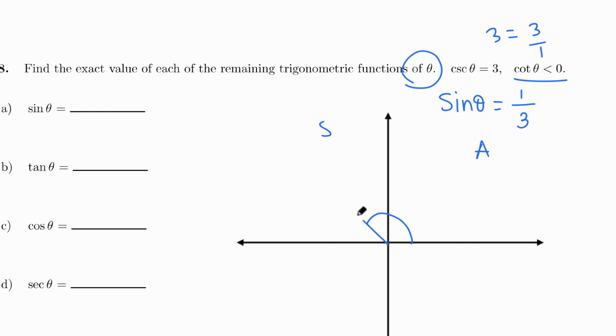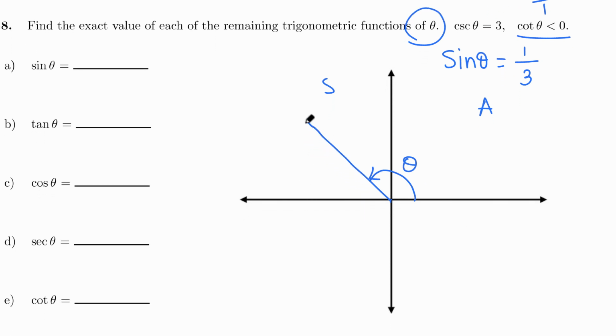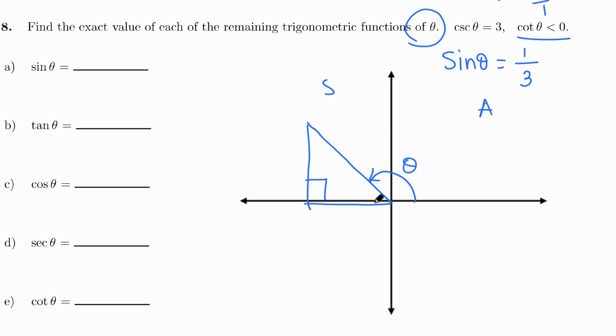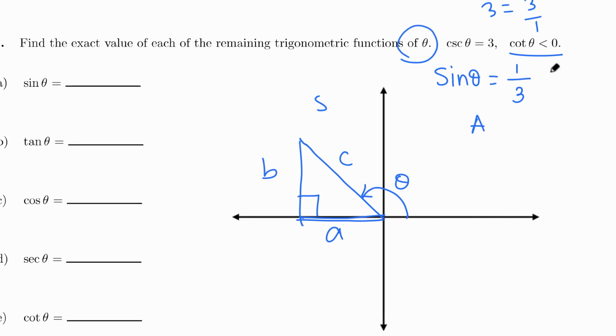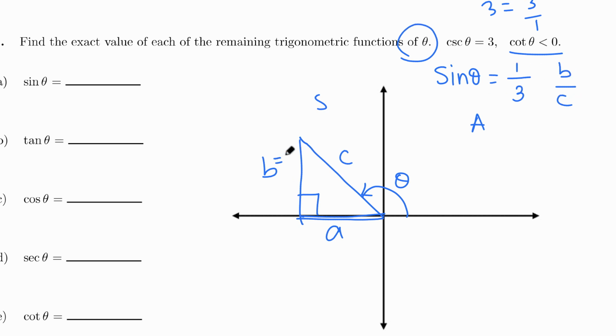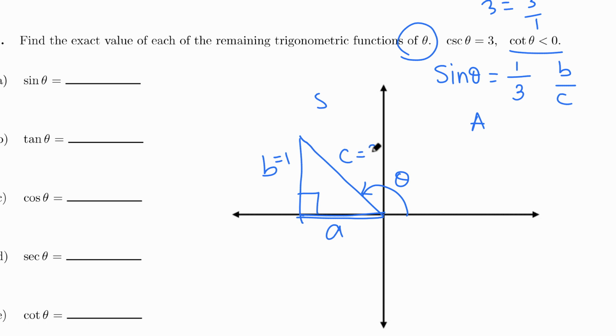Just make a triangle, it doesn't have to be exact. Okay, this is theta, and we always draw the triangle on the x-axis. So here, this is adjacent, opposite, hypotenuse. Here sine is opposite over hypotenuse, so this ratio will be the same as this ratio. So we can think b equals 1, c equals 3. So b is 1, c is 3.